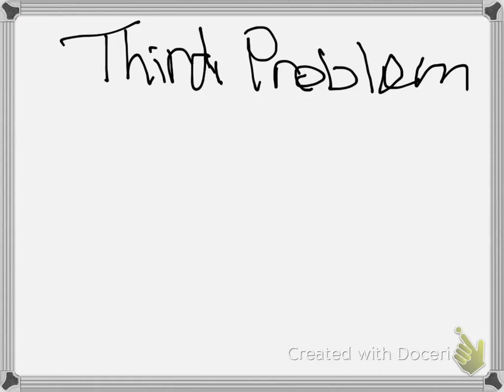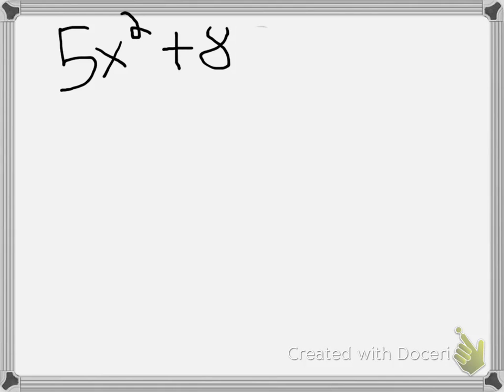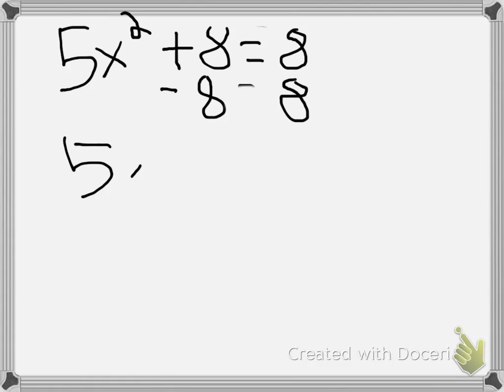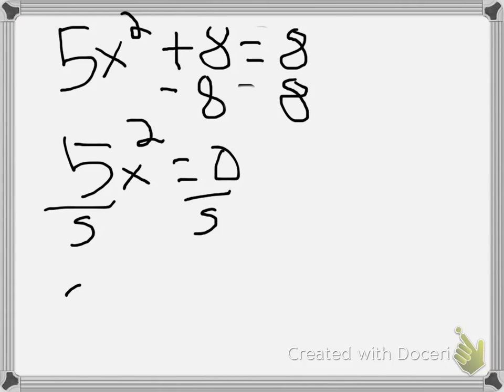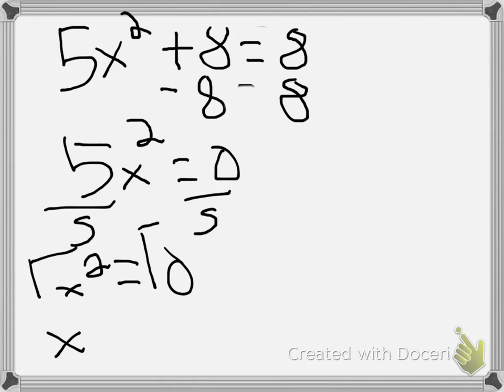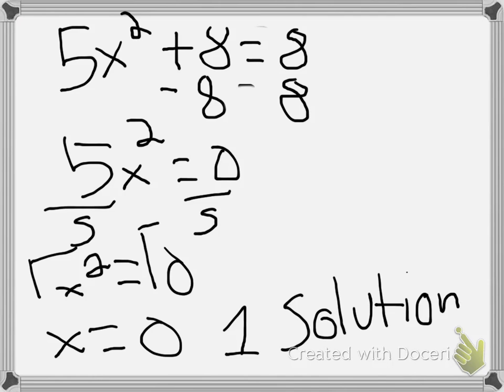This is the third and final problem. This is a problem that only has one solution. You start by doing PEMDAS backwards, so you subtract 8 from both sides. This will give you 5x squared equals 0. Then you divide 5 from both sides. It will give you x squared also equals 0. You will find the square root of both sides. It will give you x equals 0, so you only have one solution.